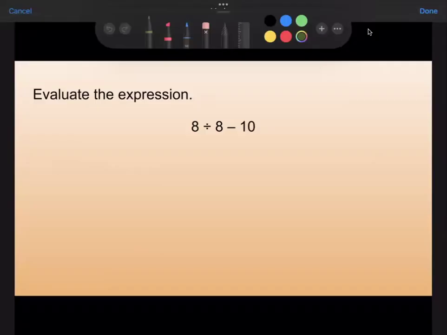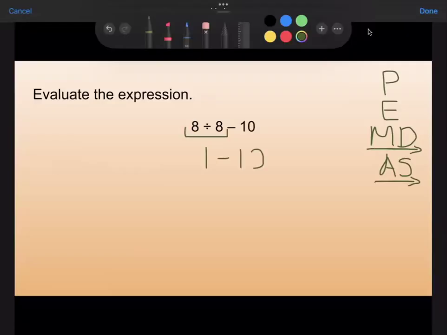Okay, here's our next one. We're going to evaluate this expression, or figure out what it's equal to. I'm going to put the letters up here, P, E, M, D, A, and S, just to remind me what order I need to go in. So in this expression, we have division and subtraction. Division happens before subtraction. So that means I need to do this 8 divided by 8 first. 8 divided by 8 is 1, and then we bring down the minus and the 10.